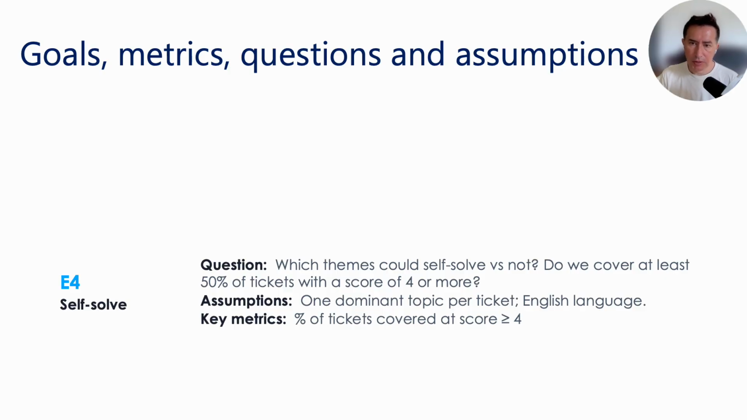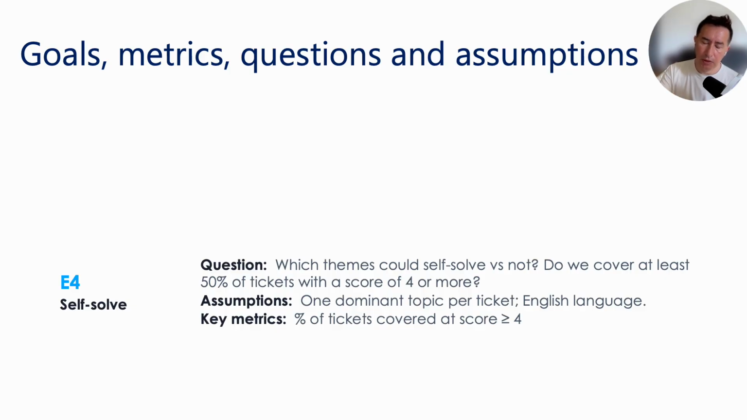For our self-solve, the question we may want to answer is, can we manage to answer at least half a ticket? So at least for half a ticket, we get the system to kick in and propose an answer. And when the system proposes an answer, how many of them have a score of 4 or more? So we want a high coverage. We want a large number of tickets, large enough so that it makes sense for us to deploy the system.